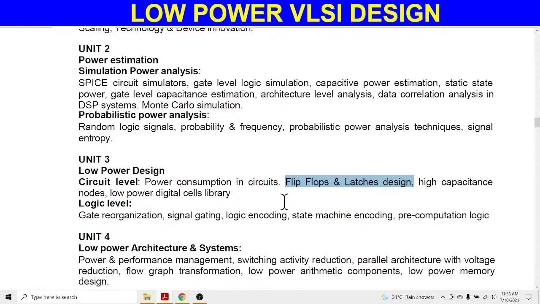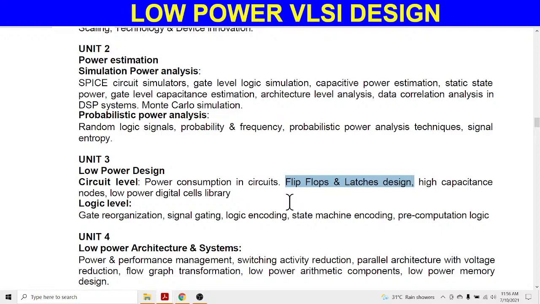So today our topic is flip-flops and latches design. In our BTech syllabus, we already discussed what a flip-flop is and what a latch is. We already read this topic in our BTech syllabus, that flip-flops and latches are memory elements. These are sequential circuits.